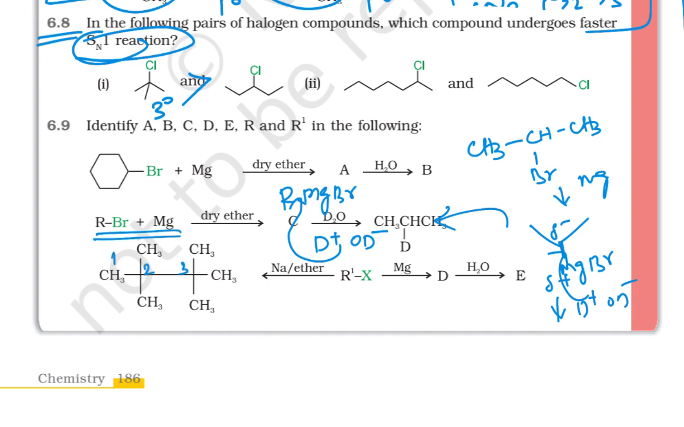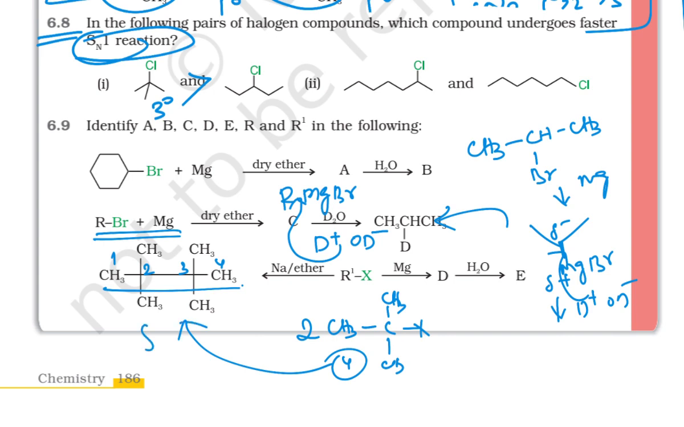1, 2, 3, 4. So 2,2,3,3-tetramethyl butane. So your reactant is going to be CH3 C CH3 CH3 X, two times of it. Here the number of carbons is 4, so double the number of carbons, so 8 carbons.